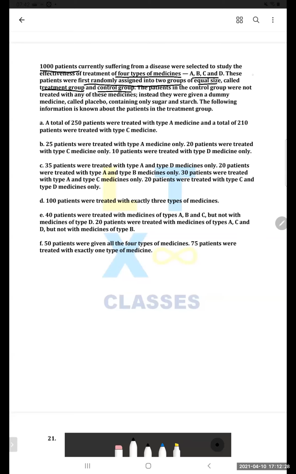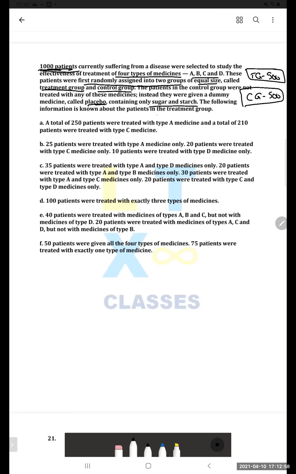So treatment group లో ఎంతమంది ఉన్నారు? 500. Control group లో ఎంతమంది ఉన్నారు? 500. Because the entire 1,000 patients were divided into 2 groups. ఇక్కడ వరకు మనకి ఇచ్చిన ఇన్ఫర్మేషన్ ఇది. The patients in the control group were not treated with any type of medicine. So వీళ్ళకి ఏ మెడిసిన్స్ ఇవ్వలేదట కంట్రోల్ గ్రూప్ లో. The treatment group people were only given medicines, 500 people. Instead, they were given a dummy medicine called placebo containing only sugar and starch.